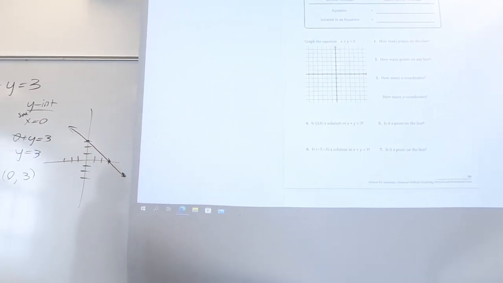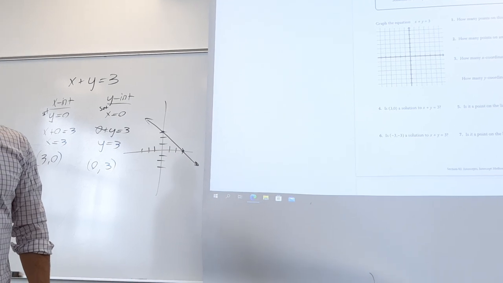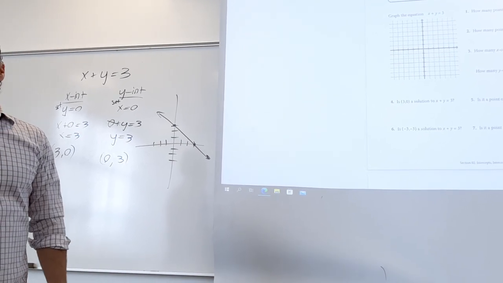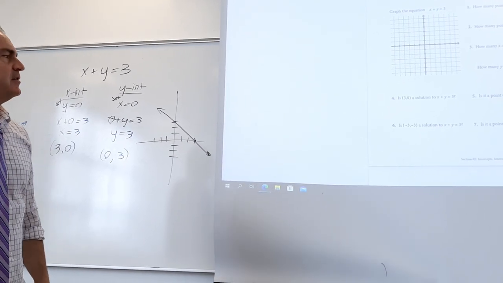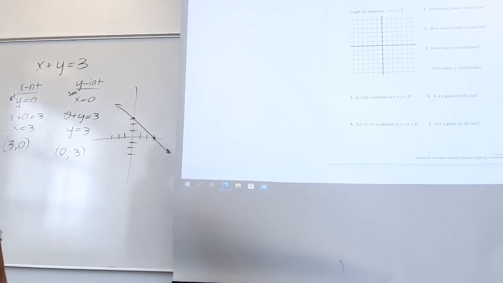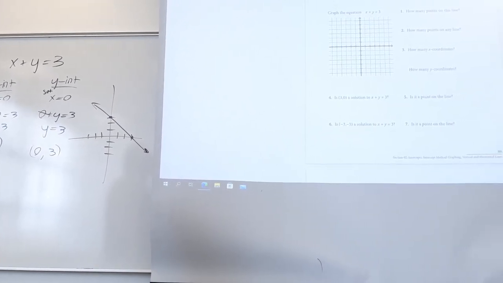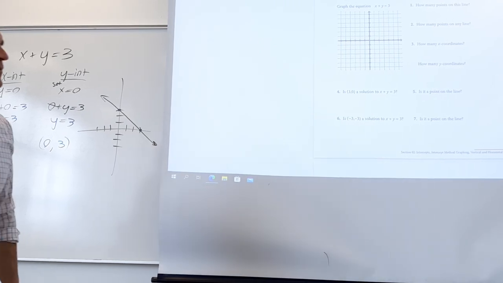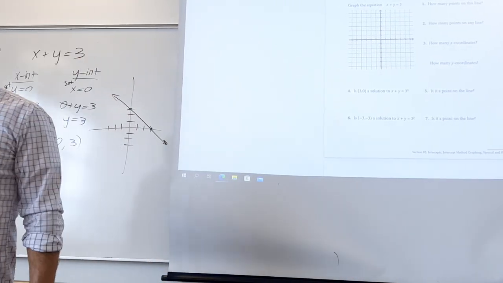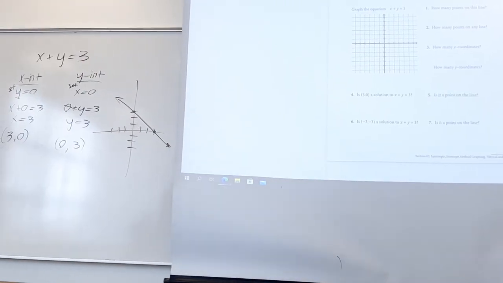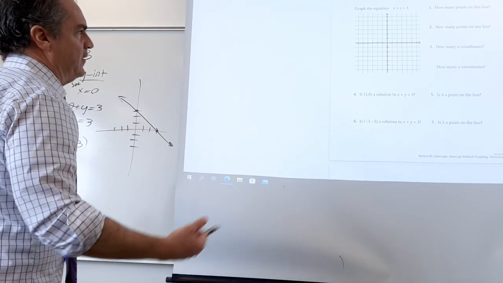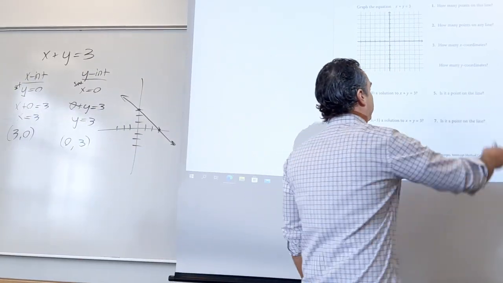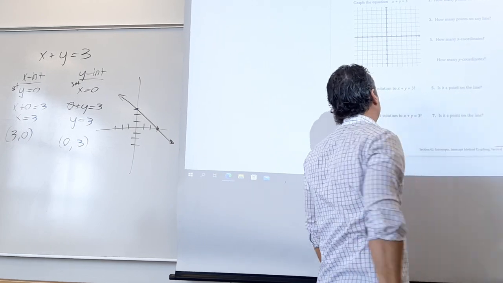Number two, how many points on any line? Infinite. Every line has infinite points because it goes forever and ever and ever in each direction. How many x-coordinates on every line? Infinite. How many y-coordinates? Infinite. So these first four answers: infinite, infinite, infinite, infinite. Okay?